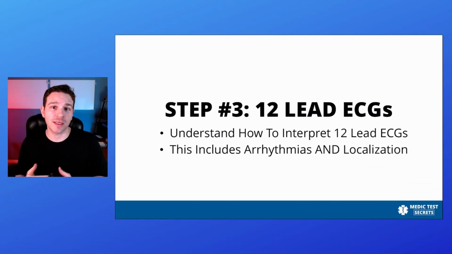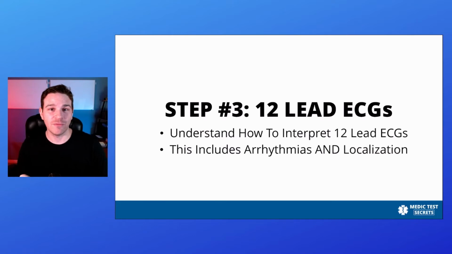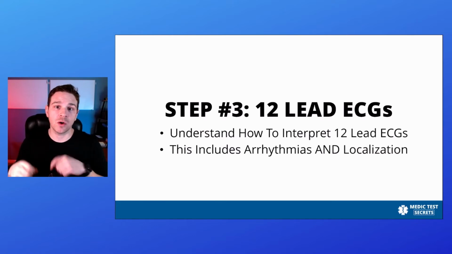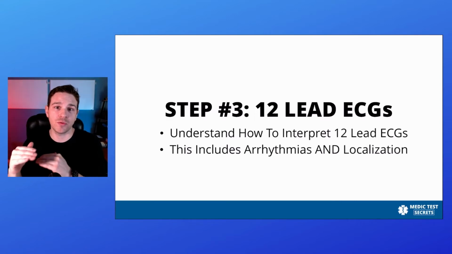Step 3 is 12-lead ECGs. There's a possibility, not a guarantee, but a possibility that you could get a 12-lead ECG as one of your rhythm strips. So with a 12-lead ECG, you want to make sure that you are able to identify any arrhythmia, which is the underlying rhythm, but also you have to be able to localize and identify any signs of ischemia or infarct, right? You have to be able to localize ST elevation and say, okay, this is an inferior infarct or an inferior STEMI. And for 12 leads, you have to really communicate both of those aspects, right?